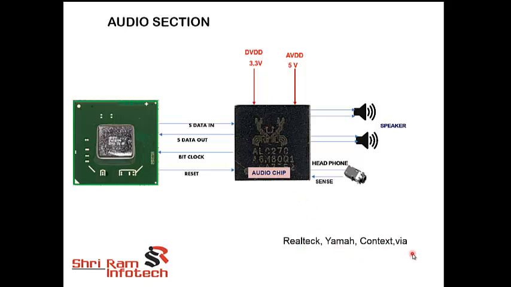So you have to locate the audio chip on the motherboard, open the schematic diagram, and check 2 voltages: DVDD, which is 3.3 volt, and AVDD, which is 5 volt. You have to check both voltages on the pins of this chip. If the voltage is not coming, then you have to see why the voltages are not coming to this chip. If the voltages are there on the chip, then you have to replace the chip, and the problem will be solved. So in this way you can solve audio related issues.